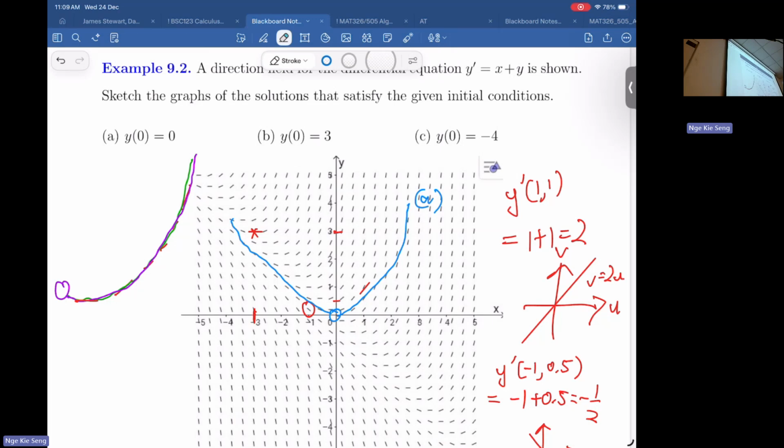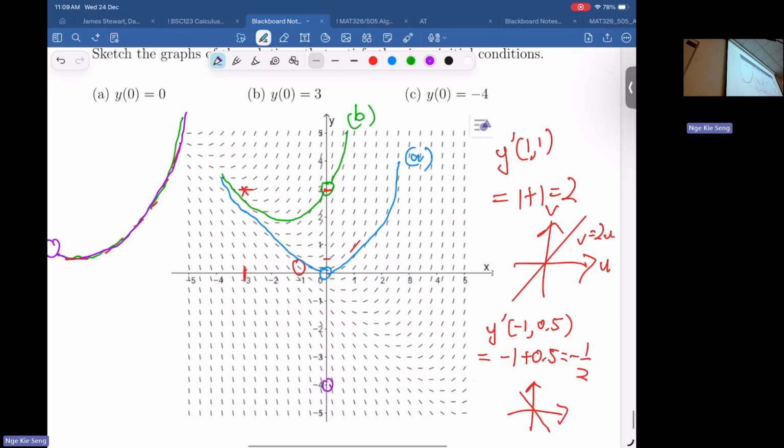How about B? Let's start with B. B's starting point is when x equals 0, y equals 3. So your starting point is around here. Where can this ball flow? Maybe out here, and then sink into the same place again. This is B. How about C? C starts with y0 equals negative 4. If you follow this graph here, maybe just like this.